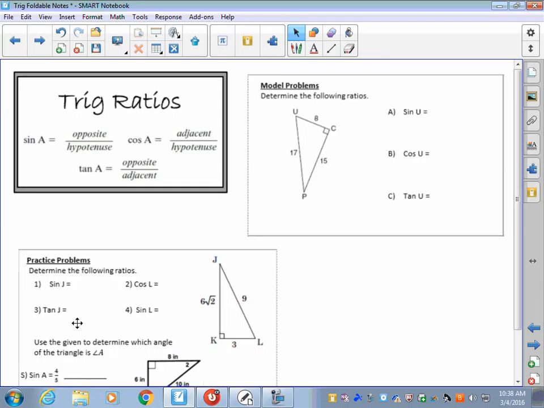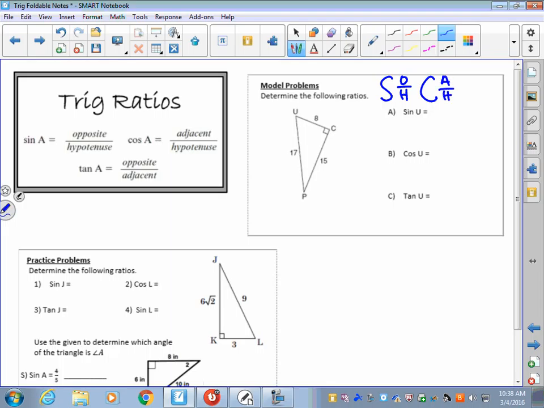Now, another way to remember it or to write SOHCAHTOA, I do a capital S to show the trig name, that's the sine, and then I do O over H. And then a capital C, that's cosine, A over H. Capital T, TOA, O over A. So that helps me make sure I set up the ratio correctly for each trig function.